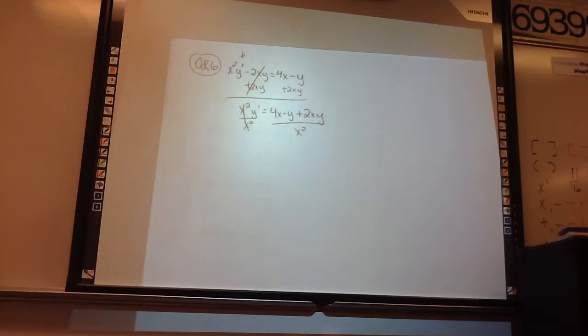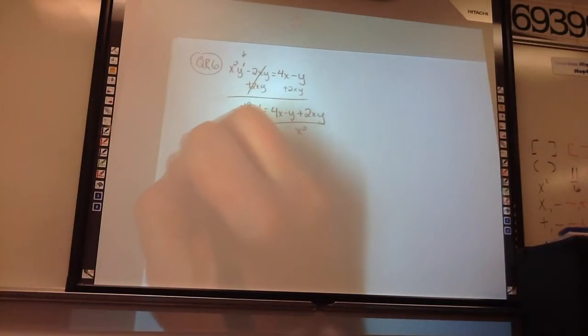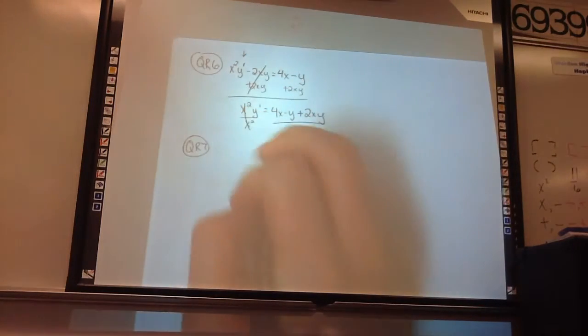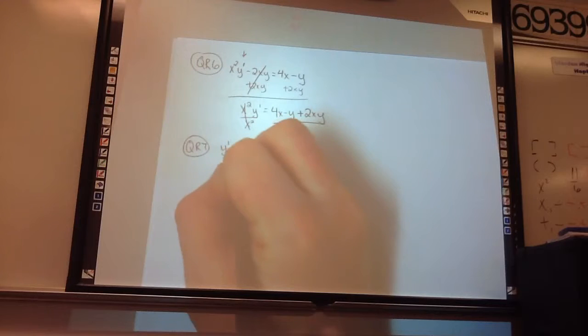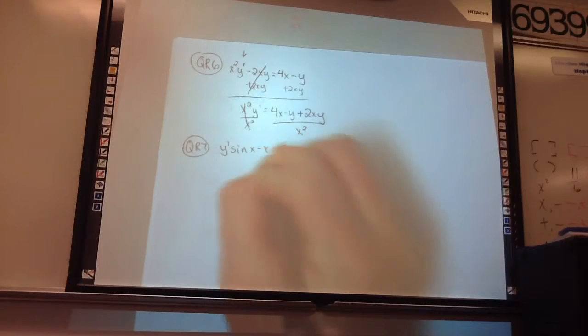So that's the same on 7 and 8. 8's tricky, I'll give you that. Should I do 8? You should do all of them. Can you do 7? It's like the exact same as the one before. Oh no, there's y primes on both sides.